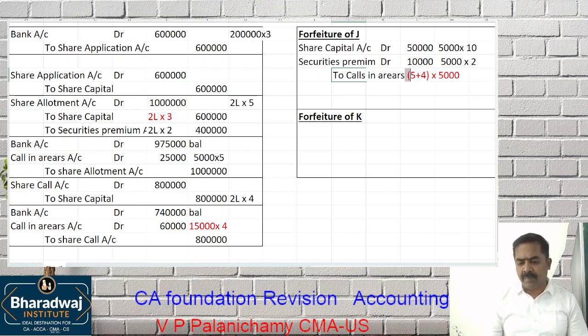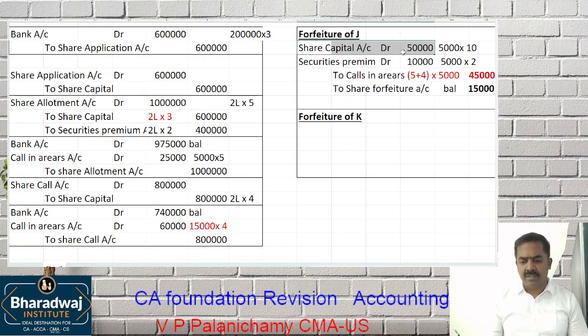This person has not paid which money? Allotment money 5 rupees, first call money 4 rupees, 9 rupees not paid. Into 5,000, what will it come to? 45,000, we are not collecting from this person. Balance will go to which account? What is the balance? So 15,000 is the share forfeiture account balance for J.